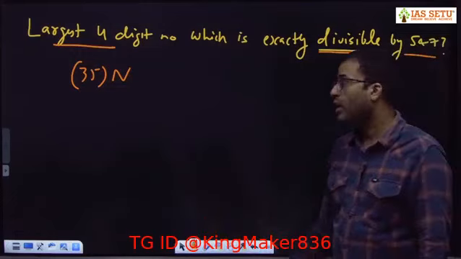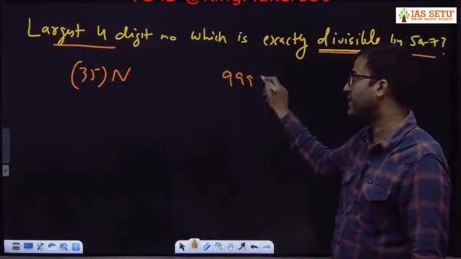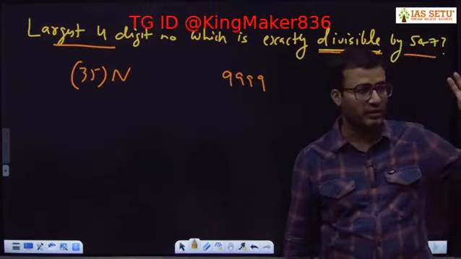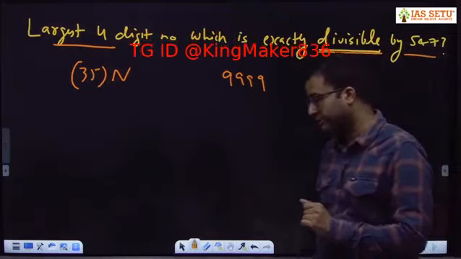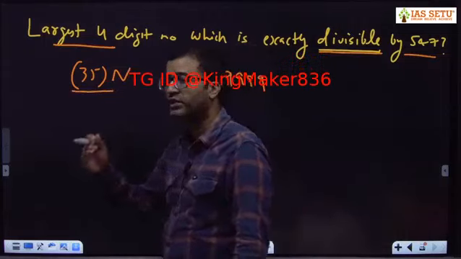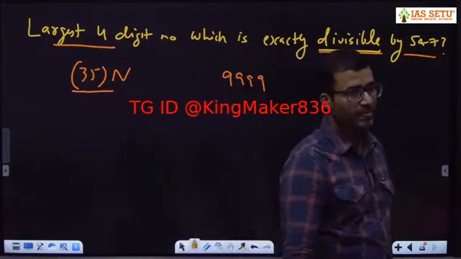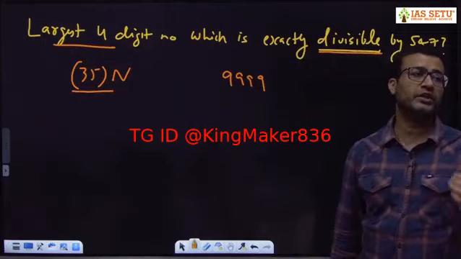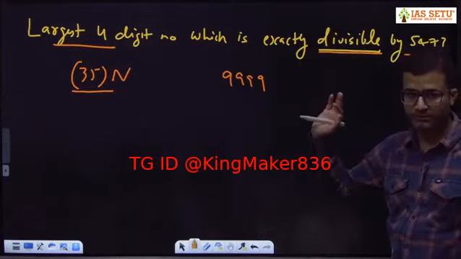Other than this condition, what is the largest four-digit number? 9999. What is the largest six-digit number? 999999. In the largest number we take all digits 9. I give you an example. For example, you want to distribute 35 chocolates per head, on Friendship Day or any other day. And you went to one store.